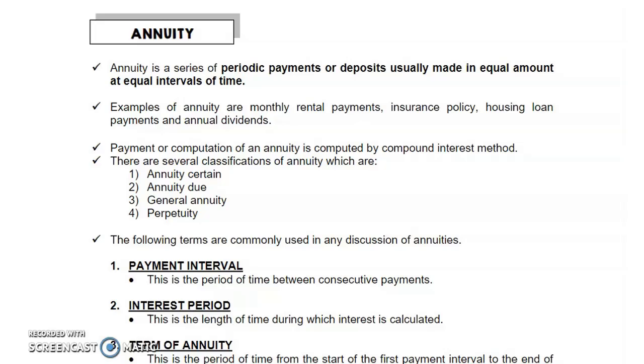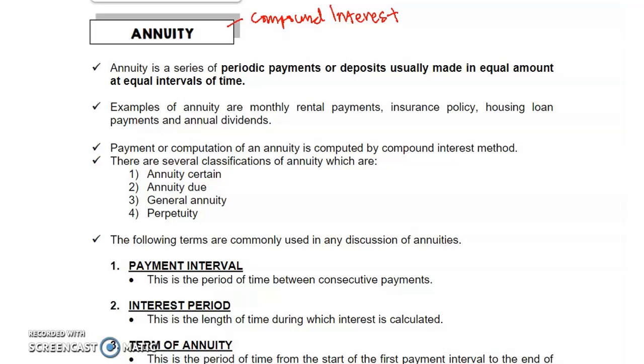So what's the difference between simple interest and compound interest? In simple interest, the calculation of interest is always based on the original principal. However, in compound interest, the principal always changes from year to year. In the topic annuity, we still use the concept of compound interest. In promissory note and bank discount, we use the concept of simple interest, but in annuity, we will apply the concept of compound interest.